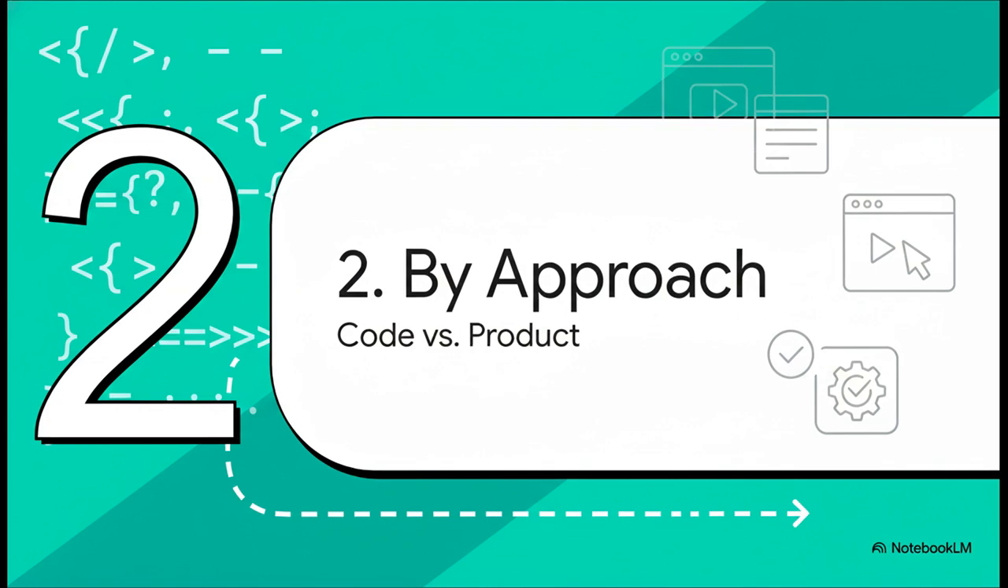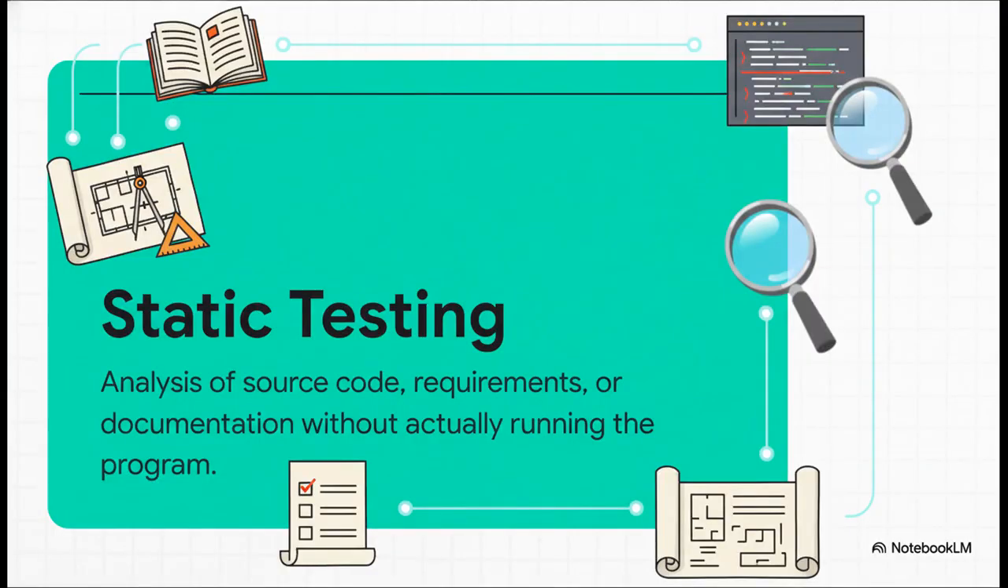Okay, so our second lens moves from who is doing the testing to how they're doing it. The question we're asking here is, are we checking the code itself, like an editor proofreading a book? Or are we actually running the finished software? First up, we have static testing. The best way to think about this is like checking an architect's blueprints before any construction starts. You aren't testing the house itself. You're just analyzing the raw materials, the code, the requirements, the design docs, without ever running the program. The whole idea is to catch design flaws really, really early, before they become super expensive to fix later on.